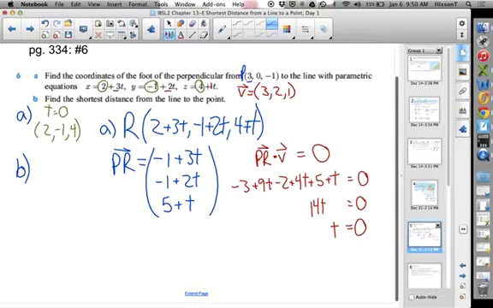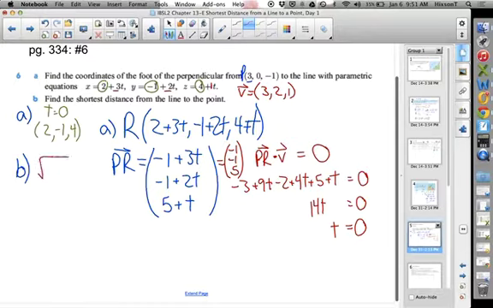The distance would be... 2 squared plus 1 squared plus 4 squared, square root of that? Not quite. What do we want to find the magnitude of? PR. You plug that 0 in and you get -1, -1, and 5, and then it would be the square root of 27, which would be 3 root 3. Did I do that right? Square root of 27 would be 3 root 3, yeah.